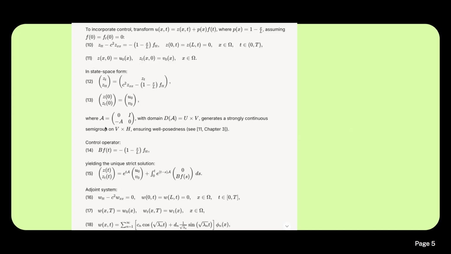We define the italic A with domain D(A) equals U times V, and we can prove this is actually a strongly continuous semigroup on V times H. So then the system (12),(13) has a solution (15), and this solution is also connected to (10),(11).